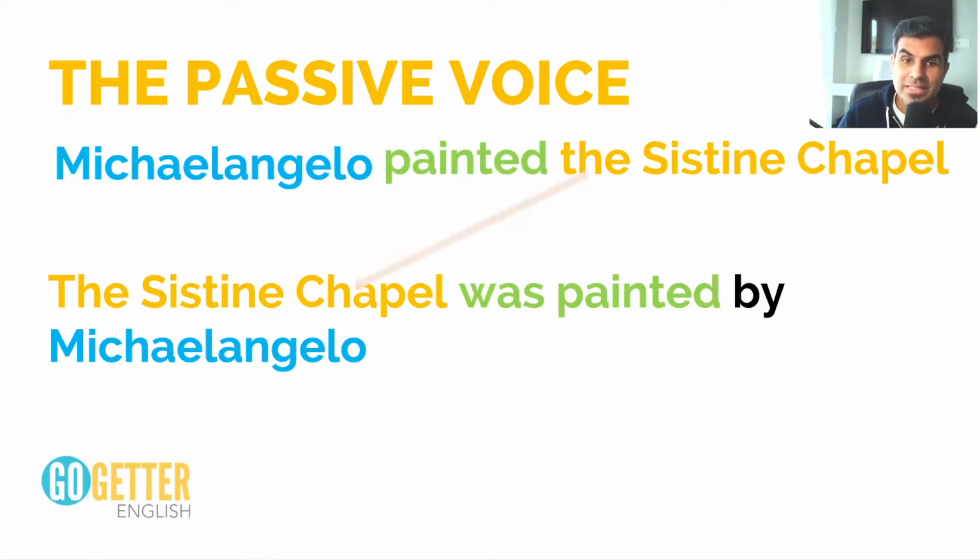So take a look at that. The Sistine Chapel, which is the object in the active, becomes the subject or the patient in the passive sentence, and Michelangelo, who is the most important part of the active sentence, suddenly is relegated to a more supporting role in our passive sentence. And the main reason I did this, the only reason I did this, was I wanted to focus more on the object, on the Sistine Chapel, rather than on the subject of the active voice, Michelangelo.